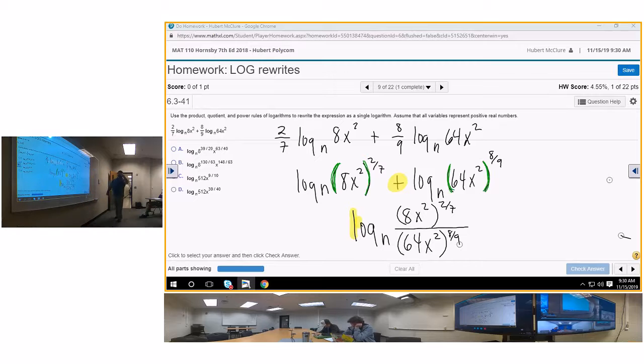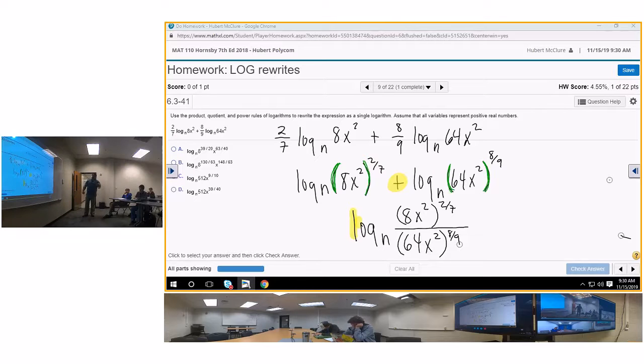Okay, now we need to, what is exponent over index? So the exponents are on both of these, and the index is the 7th power and the 9th power. So you're going to have to do some algebra with that. I'm going to give y'all a minute or two to work on that.